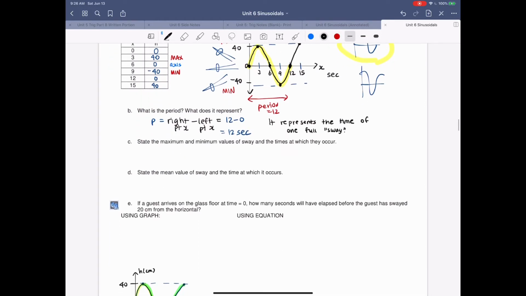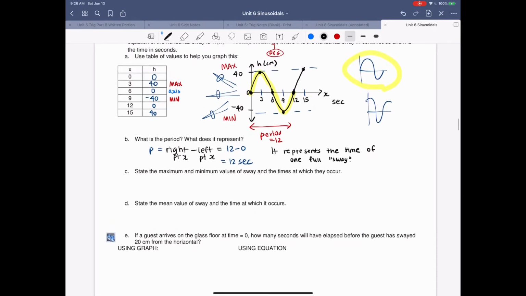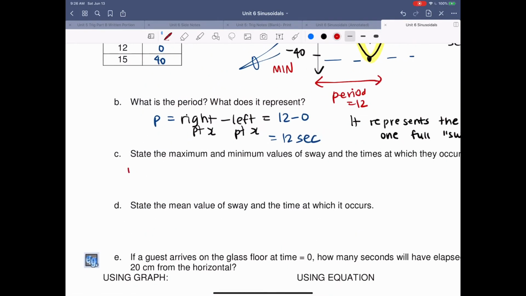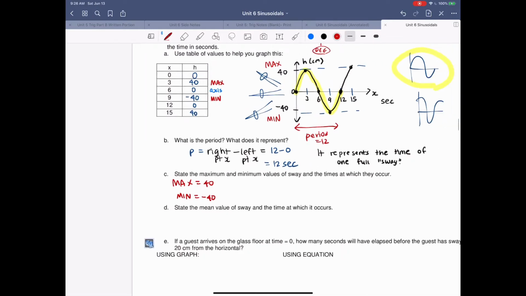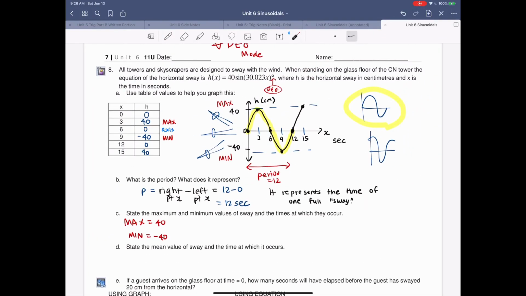Question C, let's state the maximum and minimum values of the sway and the times at which they occur. So, for example, I'm going to write that we realize that the max is 40. The minimum is negative 40. And when is this occurring? So I'm looking at my max. So max is occurring at 3. I'm also noticing it occurs at 15. So at 3 and then 15.